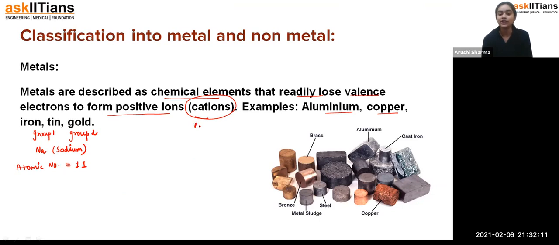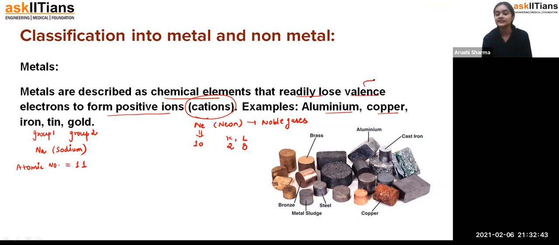Now if you know about electronic configuration, consider neon. It is a noble gas. Among all of the elements in the periodic table, noble gases are very, very stable. They are very less reactive, or you can say they don't react. Neon has the atomic number 10. If I write the configuration for neon, it is 2 for the K shell and 8 for the L shell. So you can see that this is the configuration of neon.